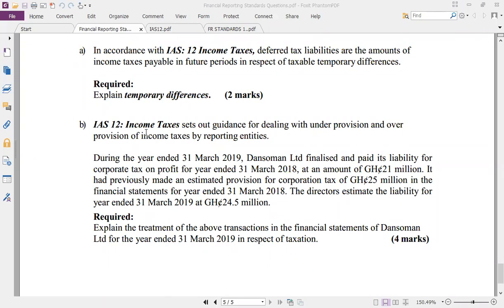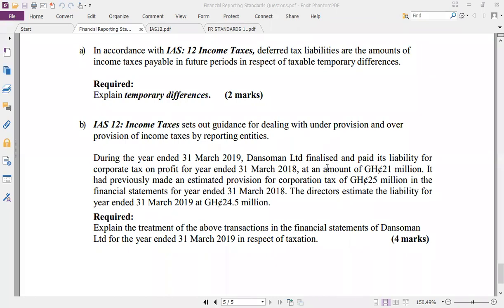Great. IAS 12 Income Taxes sets out guidance for dealing with under provision and over provision of income taxes by the reporting entities. During the year ended 31st March 2019, Dansuman Limited finalized and paid a tax liability for corporate tax on profit for the year ended 31st March 2018.